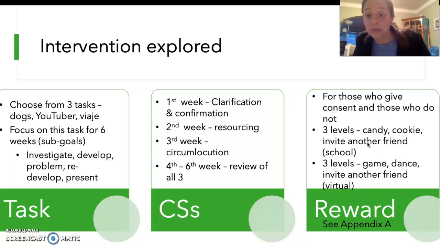As for communication strategies, I will be teaching clarification and confirmation in the first week, resourcing in the second, and circumlocution in the third. The 4th through 6th weeks, I will be reviewing all of these strategies with them. And for rewards, they're for those who give consent and those who do not. And there's 3 levels. It'll basically be a marble jar, and every time students are using Spanish with prompts even, or using communication strategies, I'll be putting in marbles, and they can earn different levels, choose to save rewards, etc.